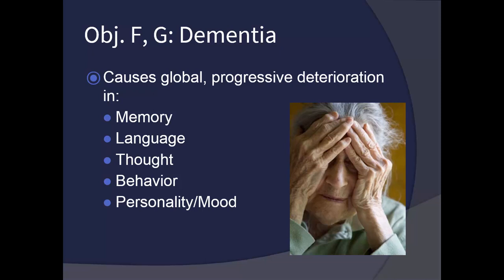Dementia, unlike delirium, is a chronic progressive decline in cognitive function. Dementia gets worse over time. There's no cure, but there are some medications called acetylcholinesterase inhibitors that might help slow the progression of Alzheimer's dementia.